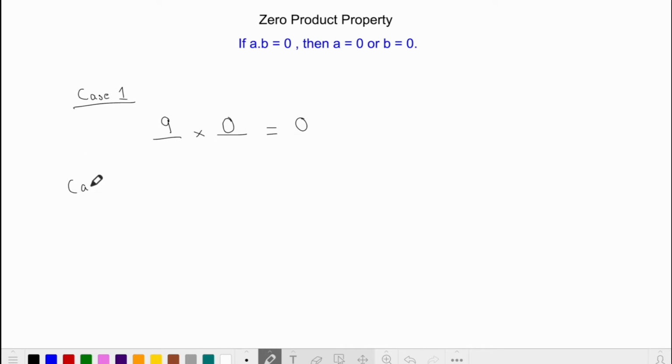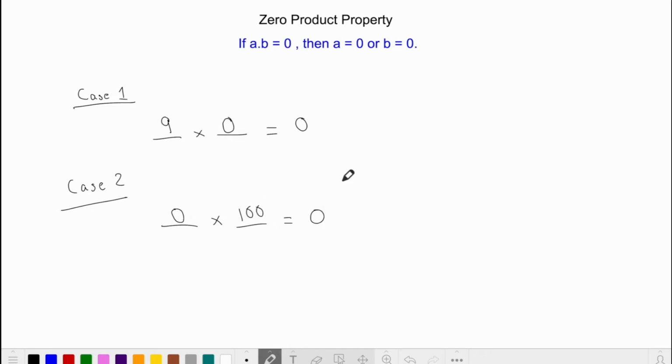The next case is, again, two different variables being multiplied and we get 0. This time, if the first variable is 0, then the second variable can be any number, and we will get 0. Because any number multiplied by 0 is 0, you can fill in any number, let's say 100. If 100 is multiplied by 0, then you get 0.